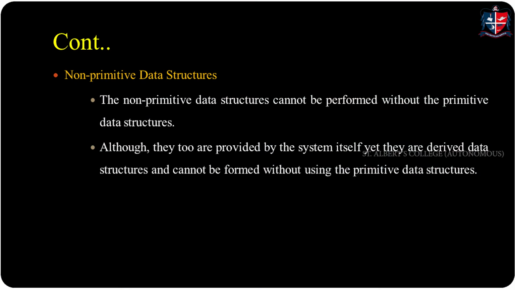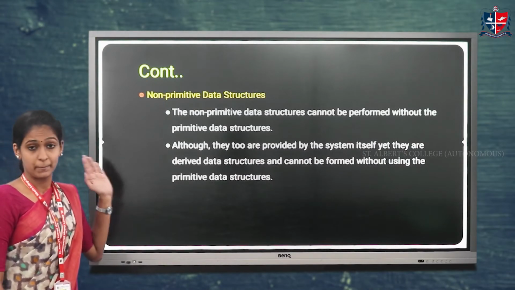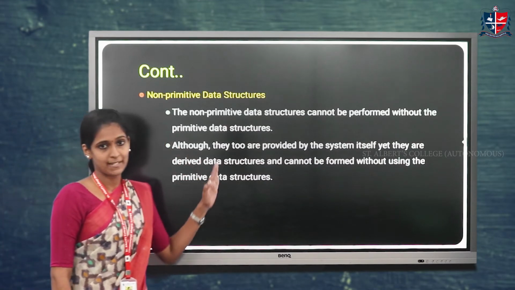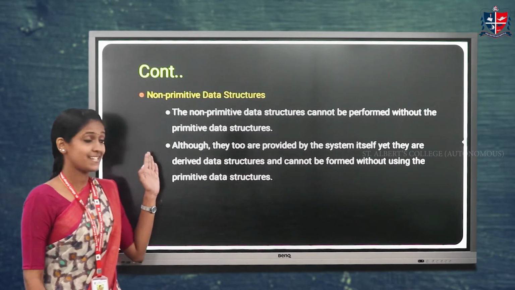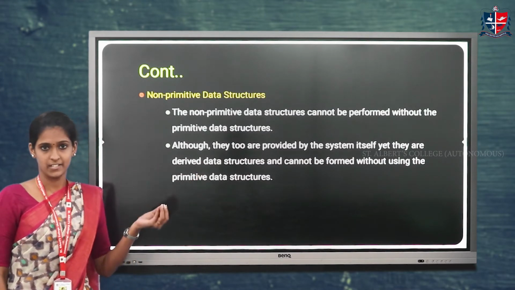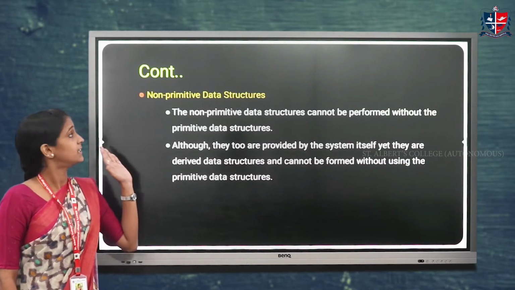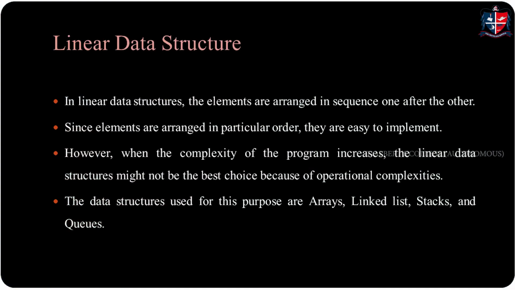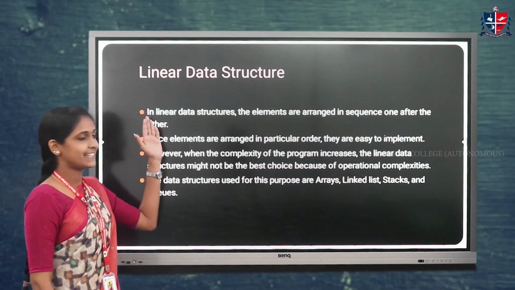The next classification is non-primitive data structures. Without the primitive data structures, we cannot implement the non-primitive data structures. With the help of those only we can implement them, because they are in the pure form, such as integer, float and all. The non-primitive data structures can again be classified as linear and non-linear. The first one is linear data structures.